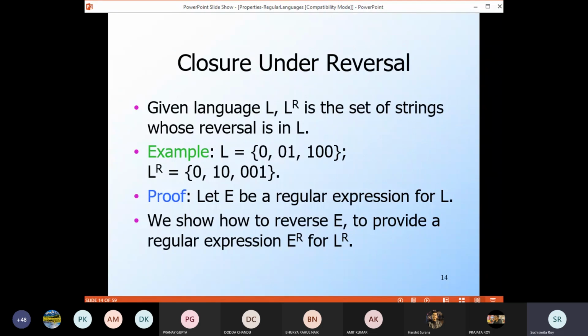Then closure under reversal. Reversal is the set of all strings for a given regular set, if you reverse every string. What you get is the reversal of the previous set, so L^R.